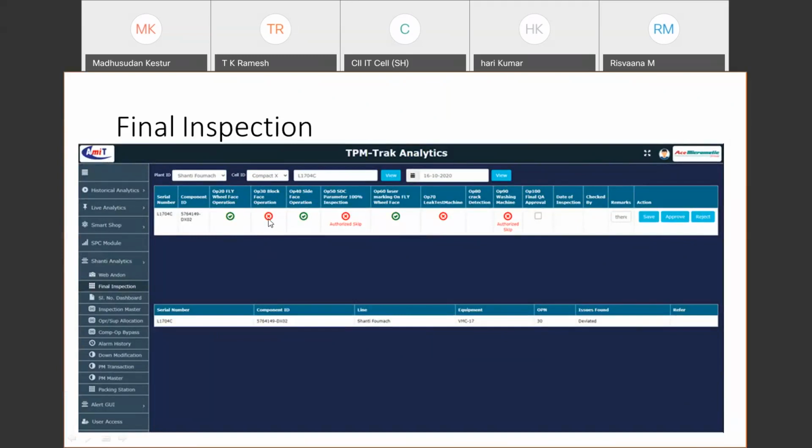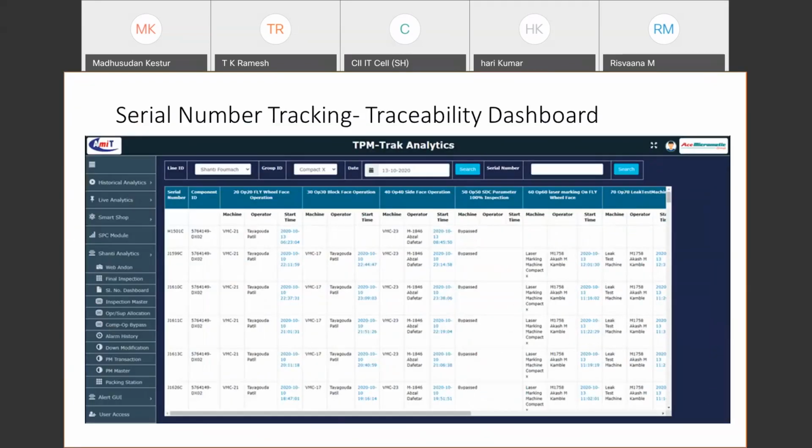So when you click on that X mark, you will know what problem had happened at that stage. And if the problem is minor and it is okay to be passed to the next stage, then the inspector would have passed it to the next stage. So we will see by serial number. This is a serial number dashboard.